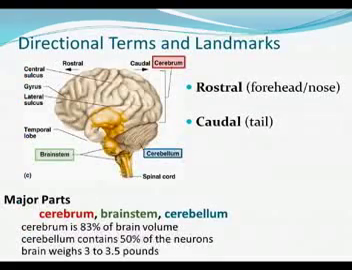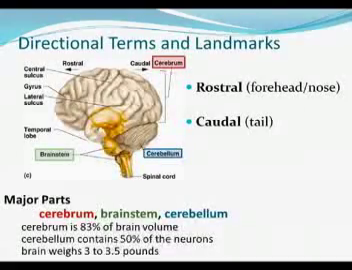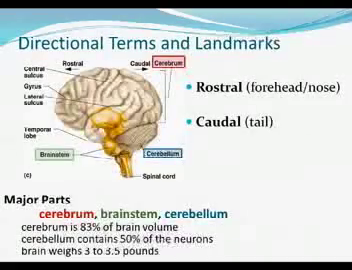So just like in Chapter 2 when you had to learn anterior, posterior, superior, inferior, superficial, deep, there are specific directional terms that are associated with the brain. Right? So rostral means anterior, towards the front. Caudal is like a tail. It means towards the back or posterior. So rostral is anterior, caudal is posterior.